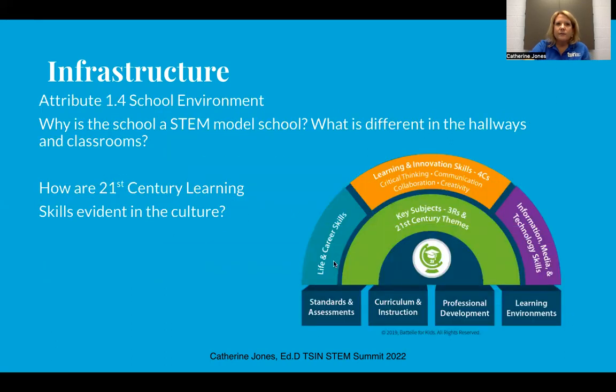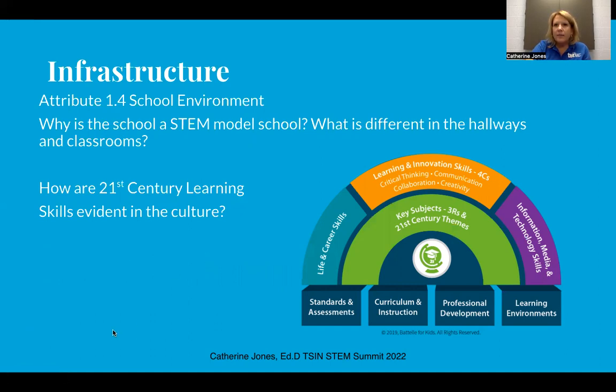Attribute 1.4 is the school environment. Why is the school a STEM model school? What's different when you walk in the hallways, when you look in the classrooms? How are 21st century learning skills evident in the school's culture?